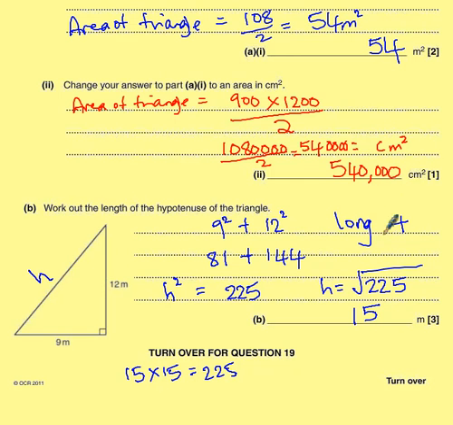Remember, if working out a long side, we square and we add. If we were to work out a short side, we would square and we would subtract. Remember, the long side is always the hypotenuse, which is the length opposite the right angle. So this is always the long side.